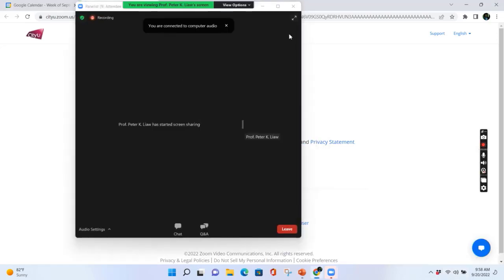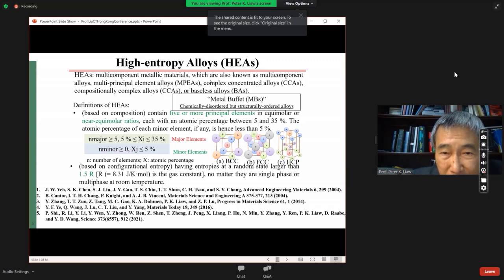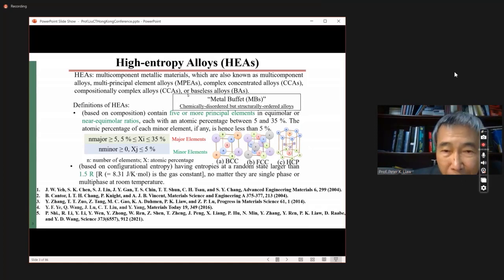Materials, which can also be called compositionally complex alloys, base alloys. One of our team members calls it a metal buffet. They are disordered, and however, they are structurally ordered.